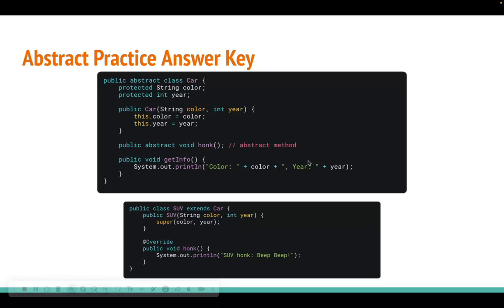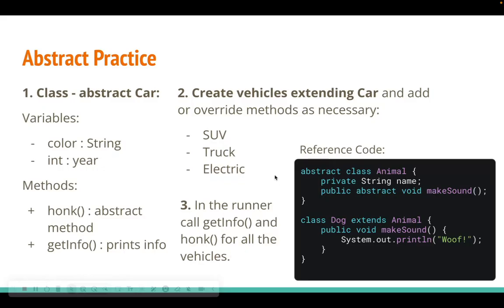and then within SUV, which would extend Car, you can go ahead and pass color and year to the super, so that would be the parent constructor, and then you don't need to declare getInfo because Car already implemented that method, but you do need to do something with honk because it is an abstract method. And then you basically just do a very similar thing with the truck and the electric.